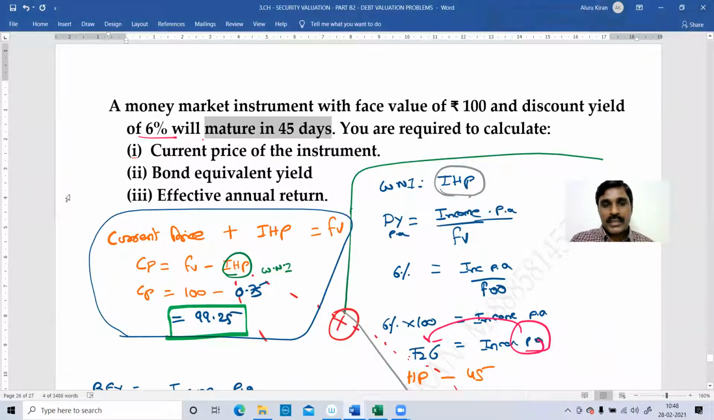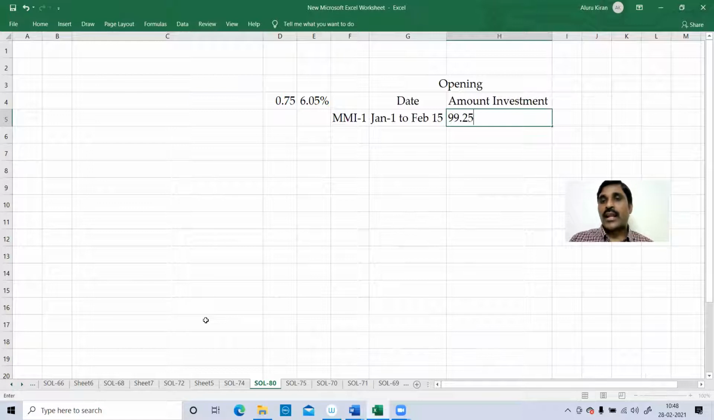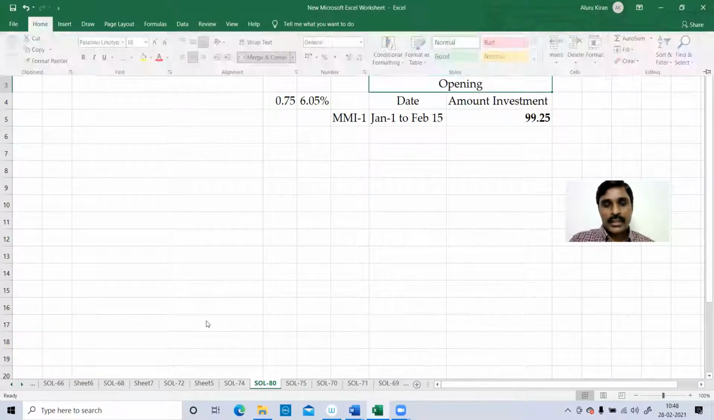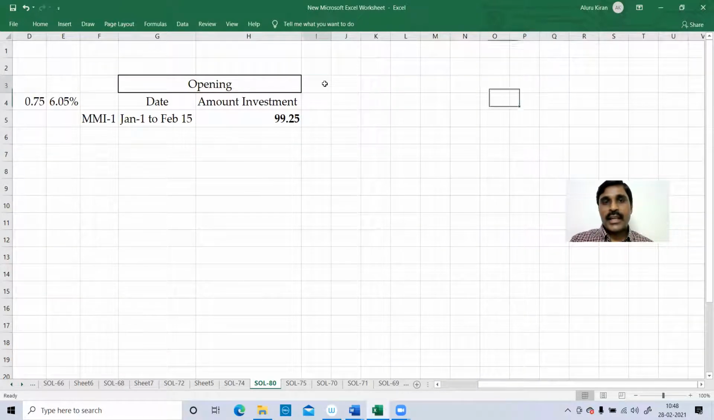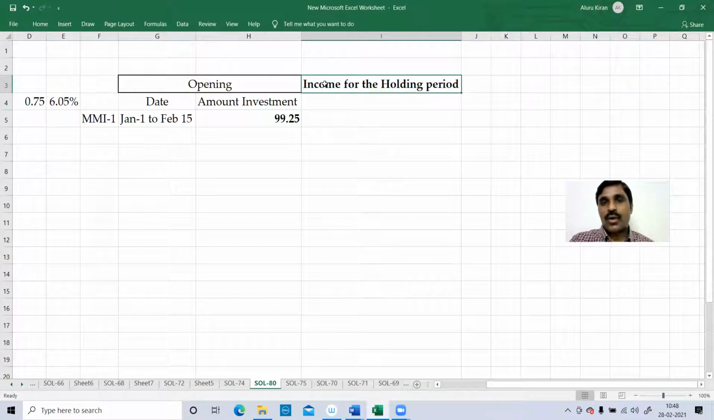Look at this. The current price is 99.25. That is what I have invested. This is the opening. Now, next is the interest income for the holding period. So how much is the income I'll get for the holding period?